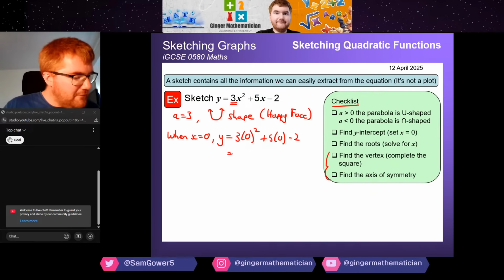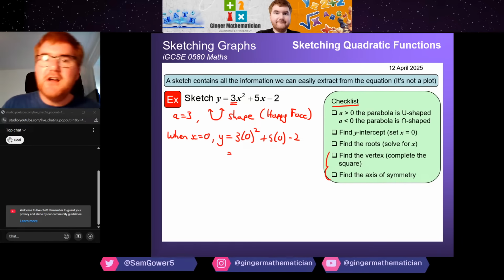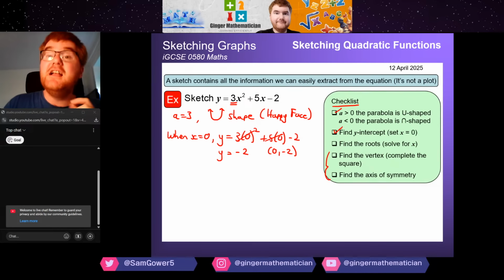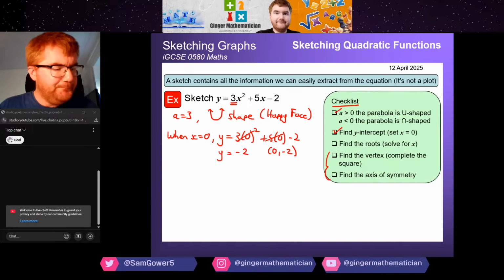And most of you have probably already seen this. If you put 0 into here, this term disappears, and we have our y-intercept of minus 2. So we know the graph goes through minus 2. So we've done this part and we've done this part, generally the easier parts here.